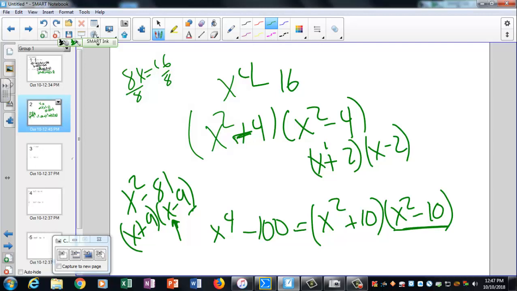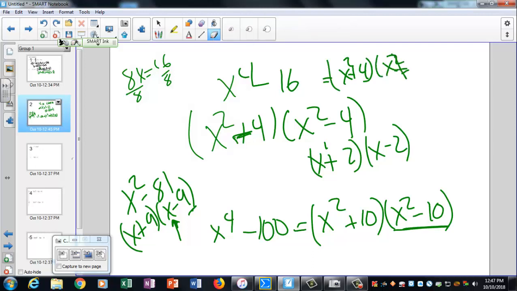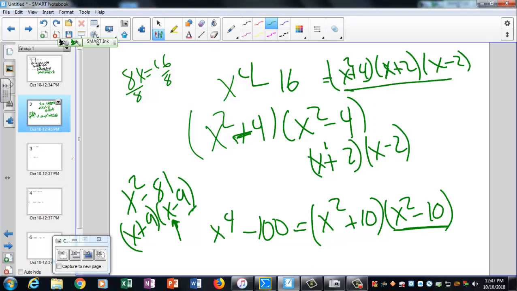Okay? So x squared minus 4, is it okay if the final answer is x squared plus 4, x plus 2, x minus 2? That would be the final answer: x squared plus 4, x plus 2, x minus 2. That is your final answer, and only that will be acceptable. You could put the x squared plus 4 on the end if you wanted to, but it's got to look like that.